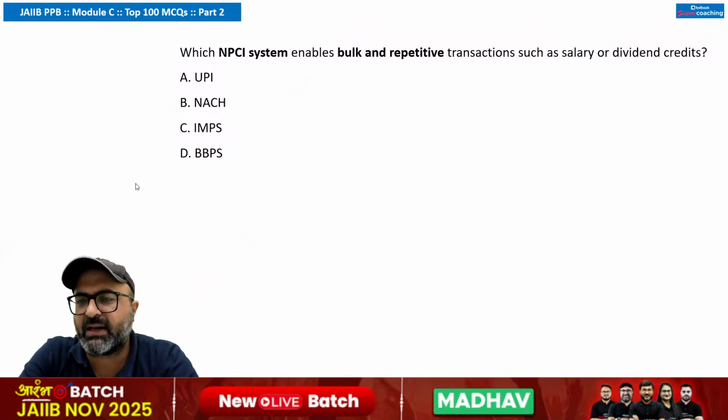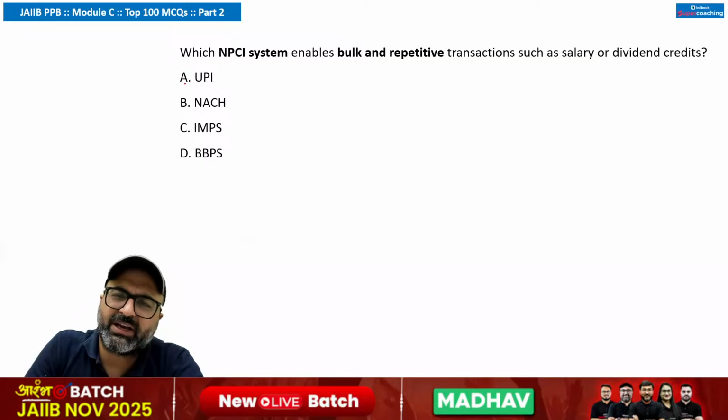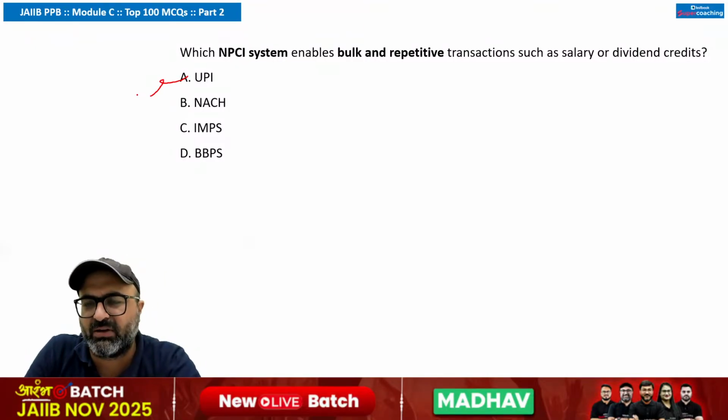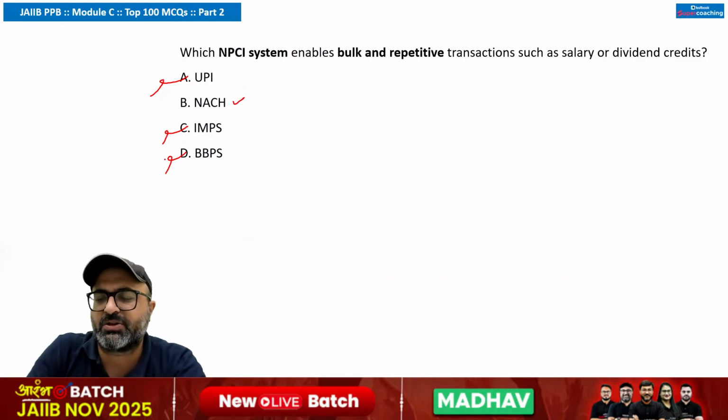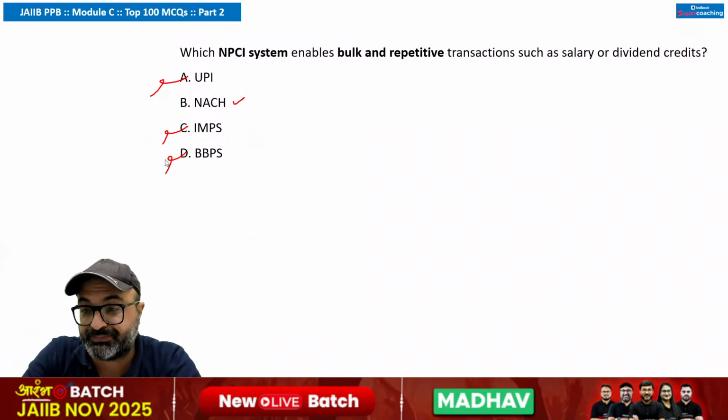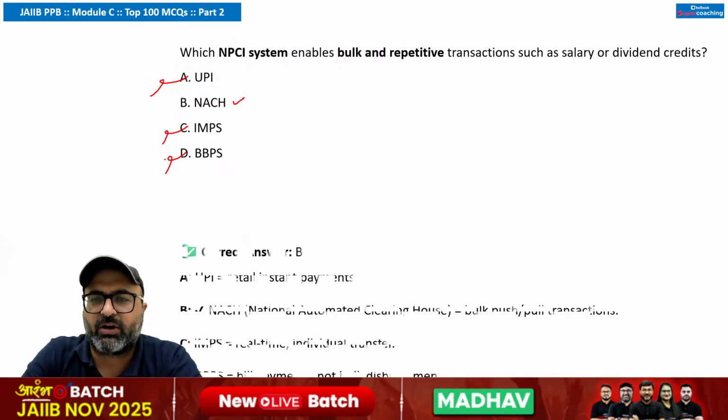NPCI enables bulk and repetitive transactions such as salary or dividend credits. So which NPCI system does it? UPI provides you with low-value or retail level transactions also, so that is not correct. National Automated Clearinghouse, we can say yes. IMPS, no sir. Bharat Bill Payment System is a platform which allows you to make your bill payments. But if you want to enjoy bulk push or bulk pull transactions, then it is National Automated Clearinghouse, which is the point of your contact.